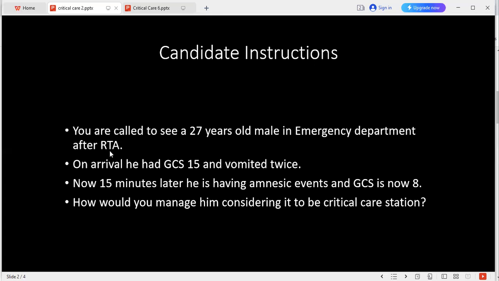In other terms, can you define the term lucid interval? Yes, it is the time period after injury to the brain during which the patient is conscious and responds well. After a certain period of this lucid interval, the consciousness declines. Okay. Can you tell me what are the clinical features if you have to determine the patient is suffering from increased intracranial pressure? What would you look for?